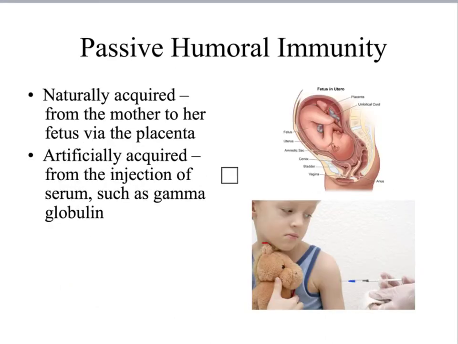And then passive, you've got naturally acquired. This again is from the mother through the placenta to the baby, giving that baby some antibodies and immune resistance. And artificially, you're actually having a gamma globulin injection put into you.